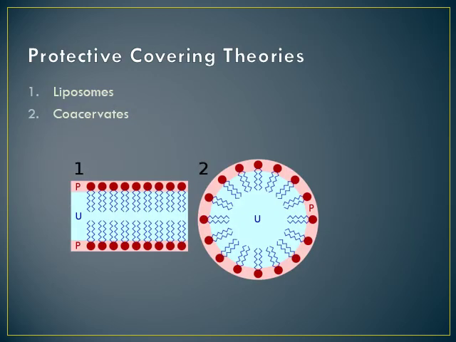Now there's 2 possible protective coverings these may have had? Liposomes or coacervates? Liposomes are a little bit more biologically complex. Coacervates, pretty simple.